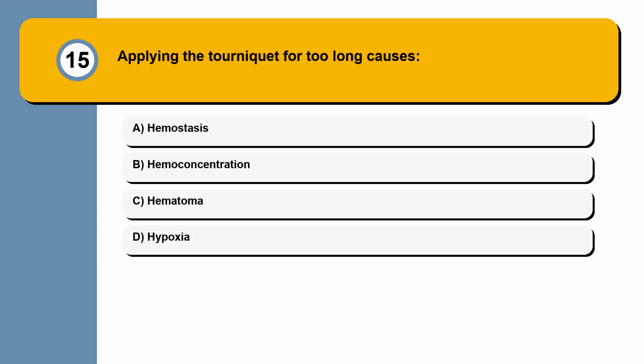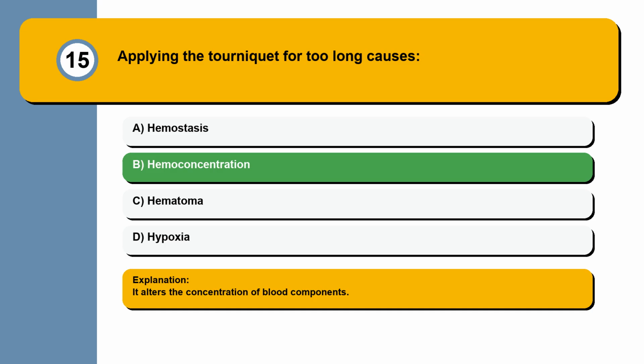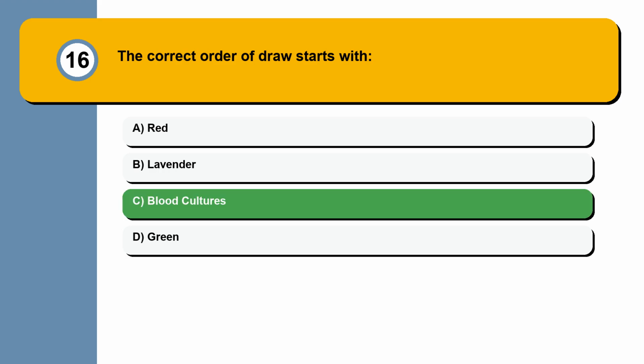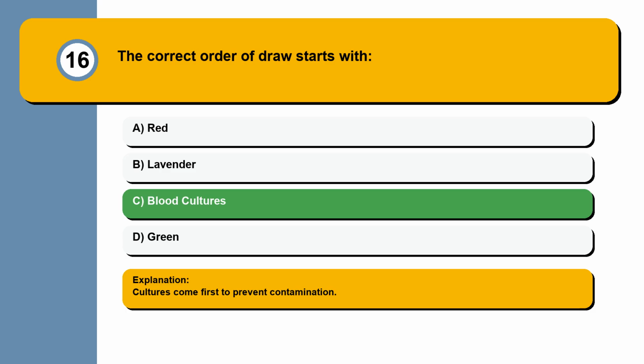Question 15. Applying the tourniquet for too long causes hemostasis, hemoconcentration, hematoma, hypoxia. It alters the concentration of blood components. Question 16. The correct order of draw starts with red, lavender, blood cultures, green. Cultures come first to prevent contamination.